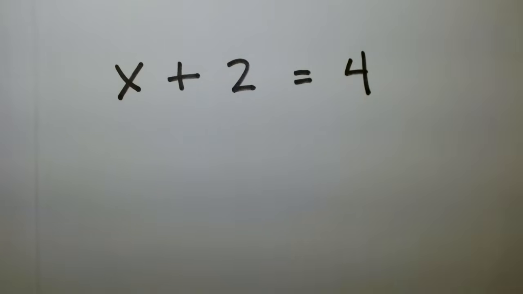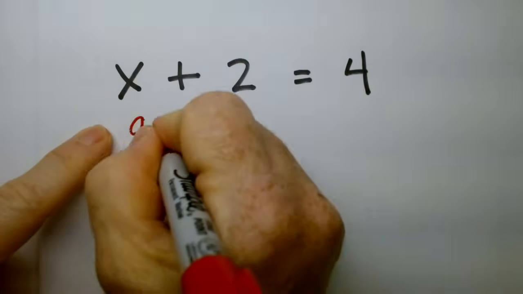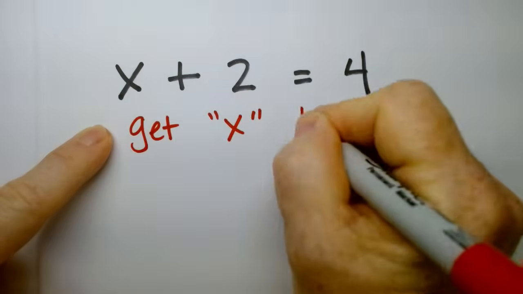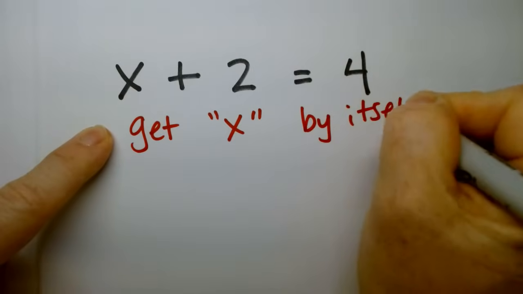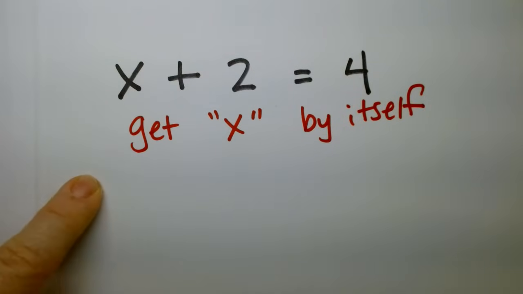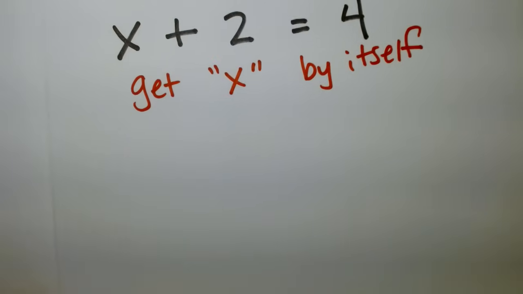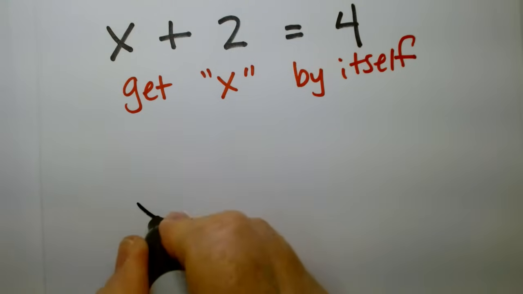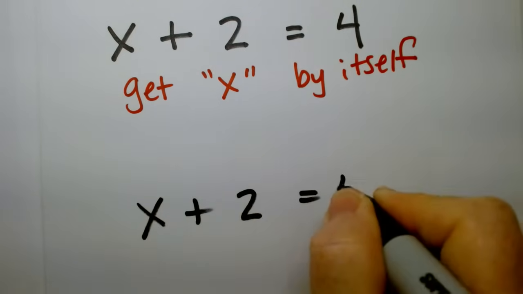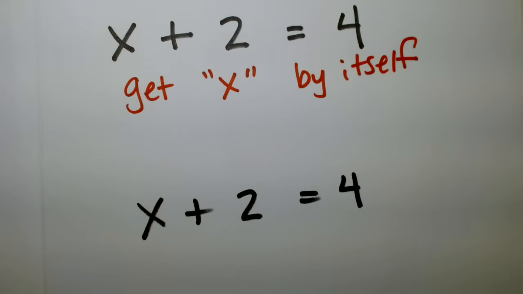So here we go. What we're going to do is get x by itself. That is the name of the game. Get x by itself. So how do we do that? That means I'm going to rewrite the equation here. X plus 2 equals 4. I'm going to take the 2 and throw it over there. How do I do that?